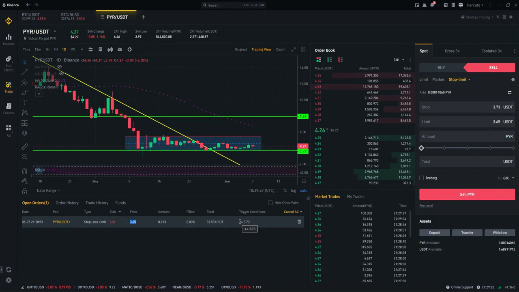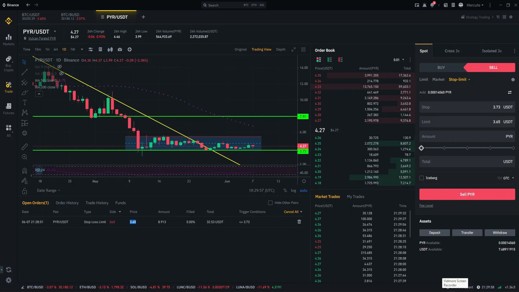And here are the conditions. I want you now to watch this. The conditions are, if you can see, less than or equal to. So this means if the price falls to or below 3.73, place an order to sell this amount at this price. So that is how you actually set a sell stop limit. Let me know if it is clear with everyone before we go to the opposite side of buying.